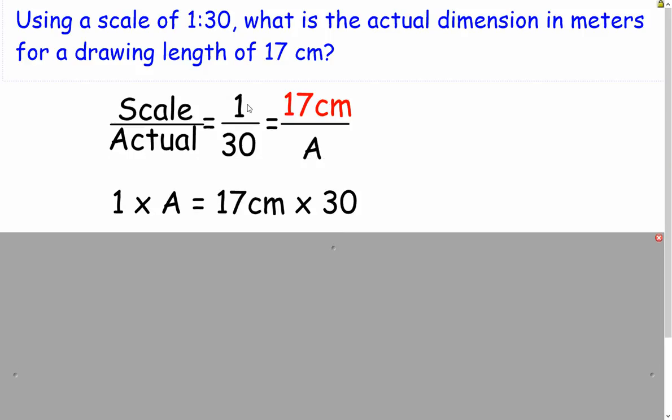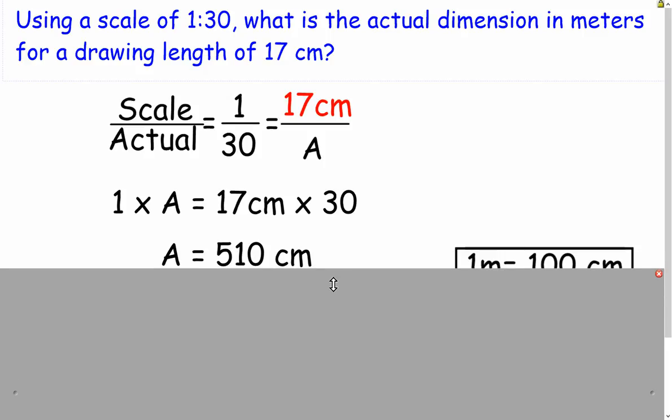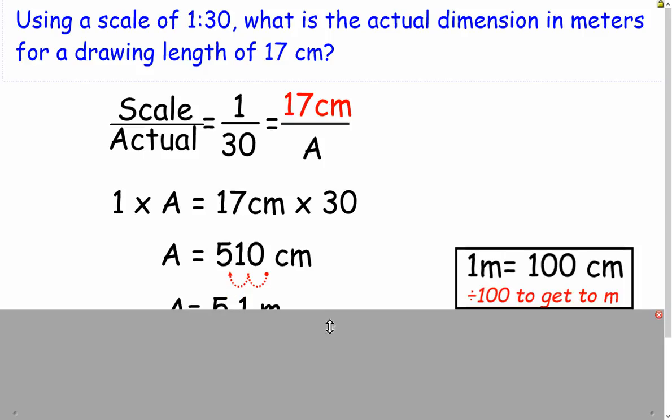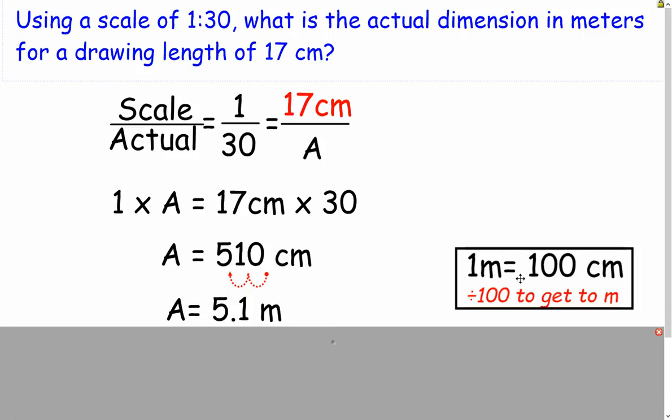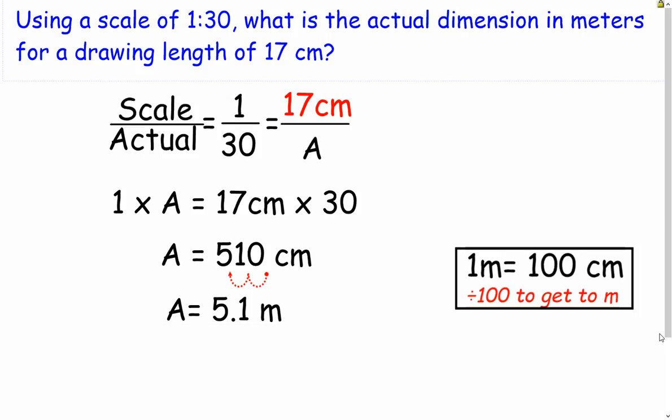When we cross multiply, we get 1 times A equals 17 centimeters times 30. So the only units we have in there right now are centimeters. Multiply that out, we get 510 centimeters, but if you remember, you get 100 centimeters per 1 meter. So if you want to find meters, you have to divide by 100, or you can just move that decimal point over 2. And the actual length is 5.1 meters.